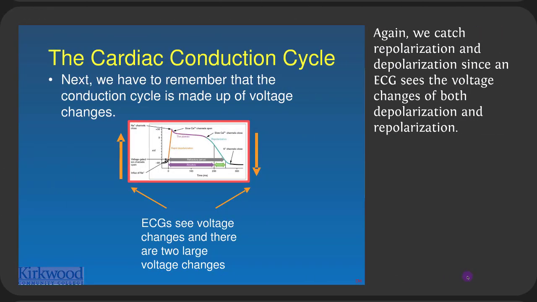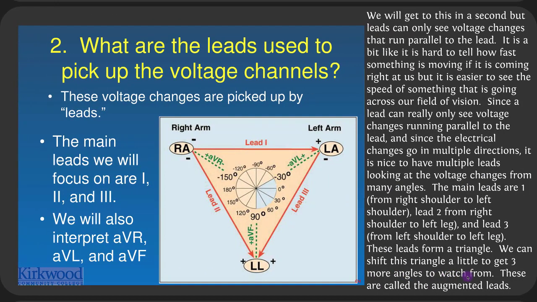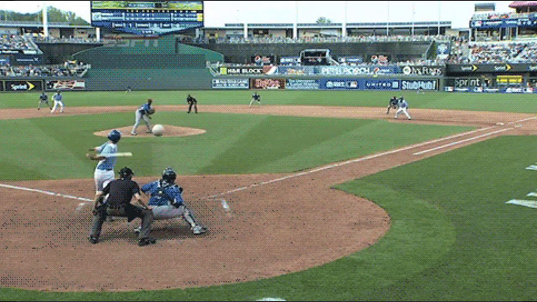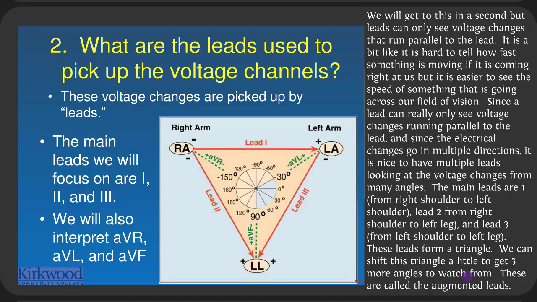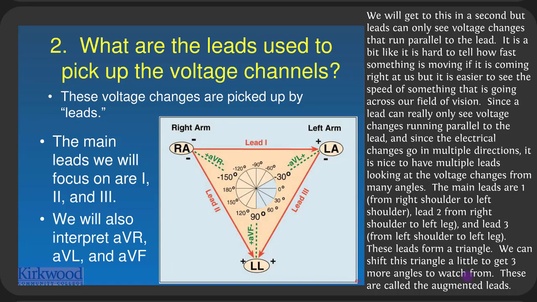Again, we catch both repolarization and depolarization because the EKG picks up both of those voltage changes. We'll get into this in a second, but leads can only see voltage changes that run parallel to the lead. It's a bit like it's hard to tell how fast something is moving if it's coming straight at us, but it's easier to see the speed of something that's going across our field of vision. So, since a lead can really only see voltage changes running parallel to the lead, and since the electrical changes go in multiple directions, it's nice to have multiple leads to look at the different voltage changes from many angles.